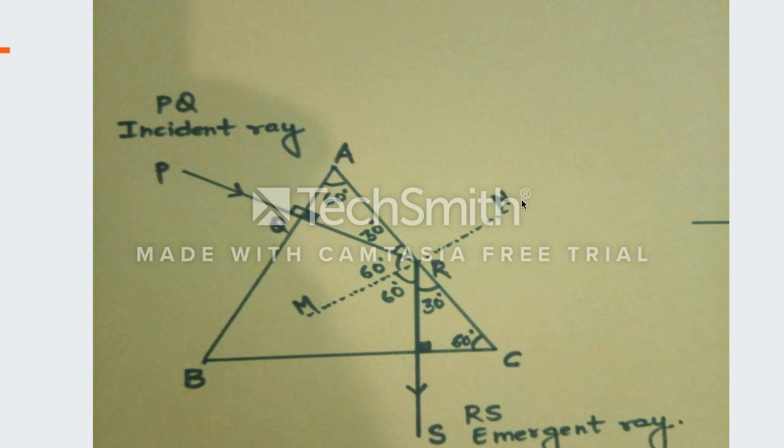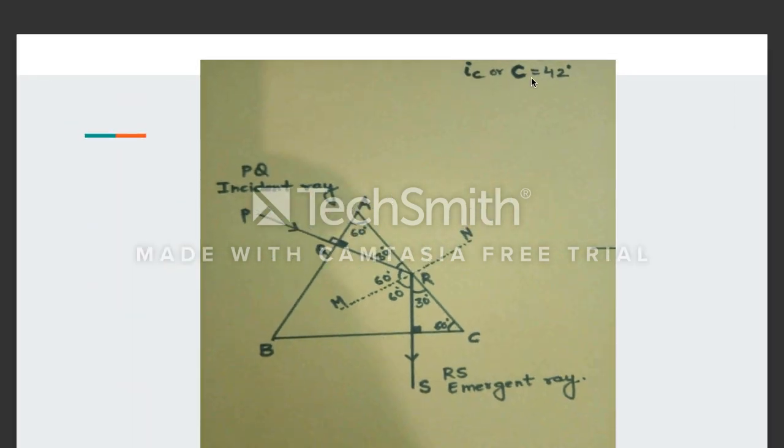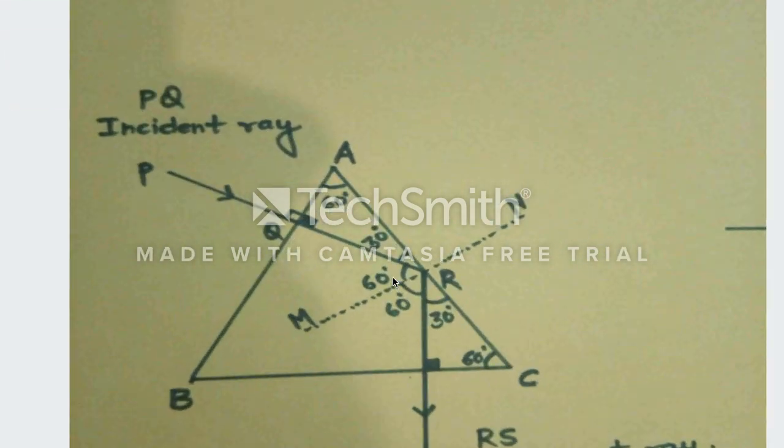If this MN is the normal that I have drawn, then this angle comes out 90 minus 30, that is 60 degree, and that is the angle of incidence. Critical angle, very clearly students, it's 42 degree. So when the angle of incidence, 60 degree, we can very clearly see is more than the critical angle, what happens? The light ray will get totally internally reflected back, making an angle of 60 degree again, because by laws of reflection, angle of incidence is equal to angle of reflection.